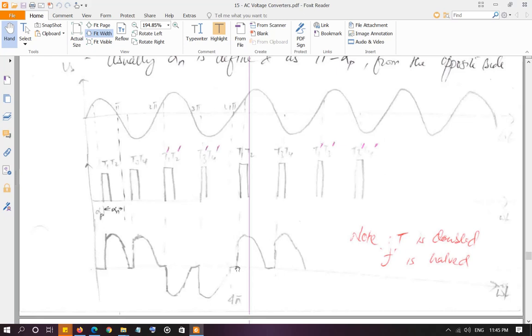So what happened now? The output time period becomes double the input time period, and the frequency became half. So if the input frequency was 60 Hertz, the frequency became 30 Hertz, and the output time period became double the input time period. So 16.667 milliseconds input time period, the output time period became 33.2 or something milliseconds. And this will keep on going, right?